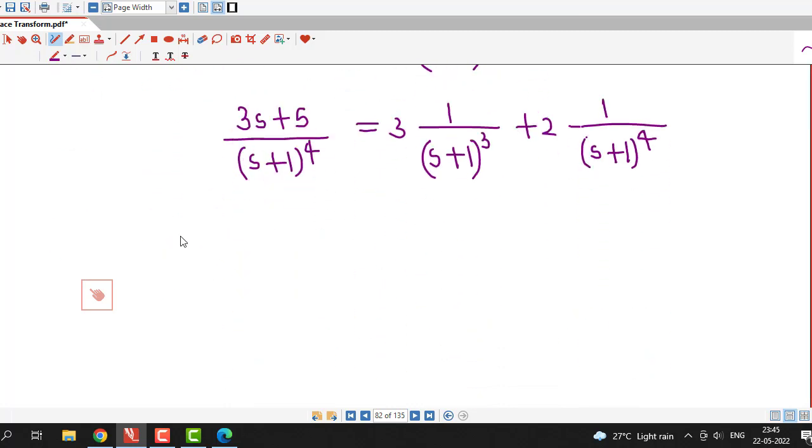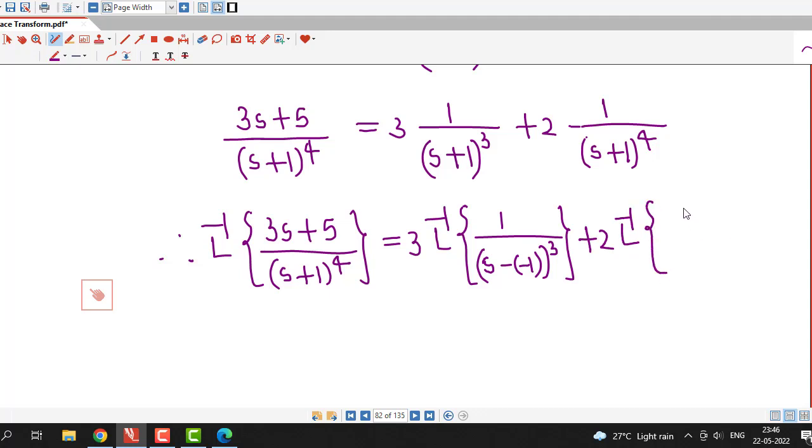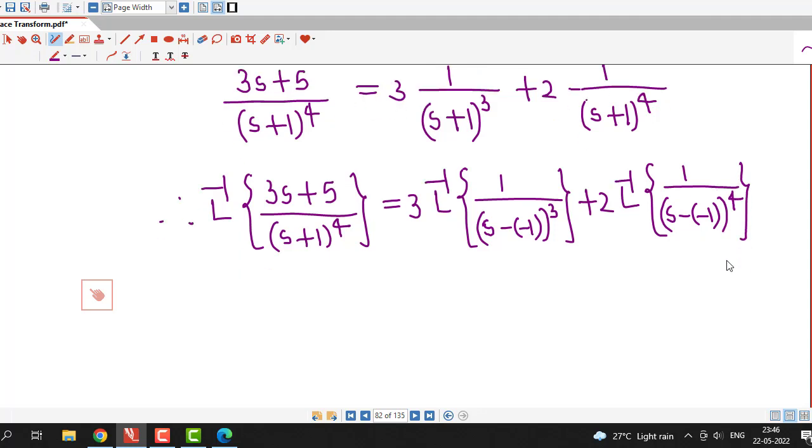Now we take L inverse on both sides. L inverse of 3s plus 5 divided by s plus 1 to the power 4 equals 3 times L inverse of 1 divided by, this we can rewrite as, s minus minus 1 to the power 3, plus 2 times L inverse of 1 divided by s minus minus 1 to the power 4. Now we use that formula.